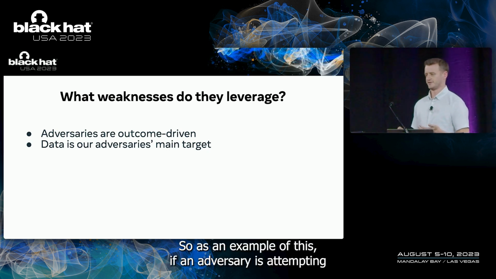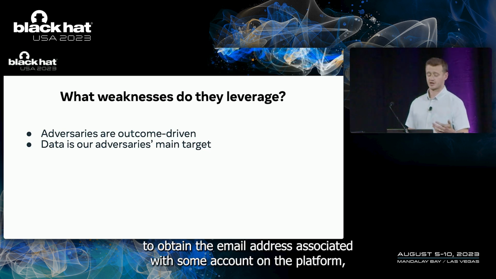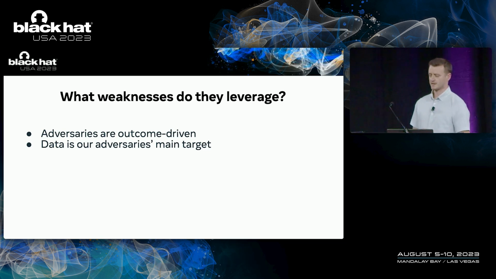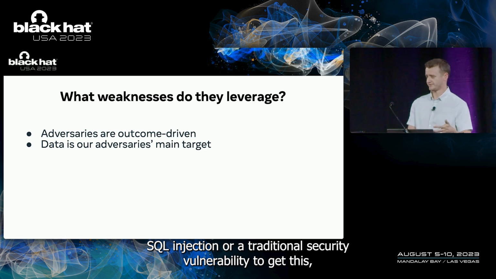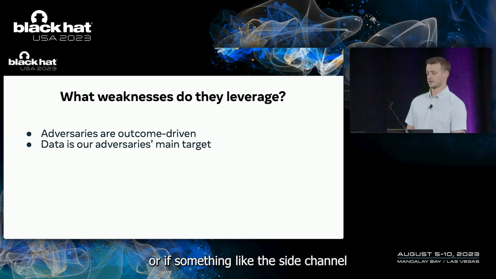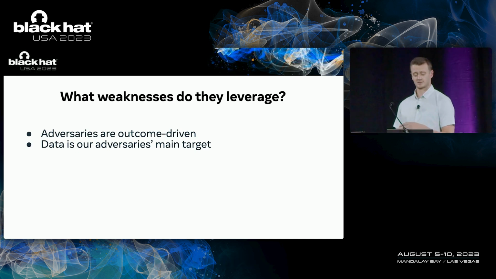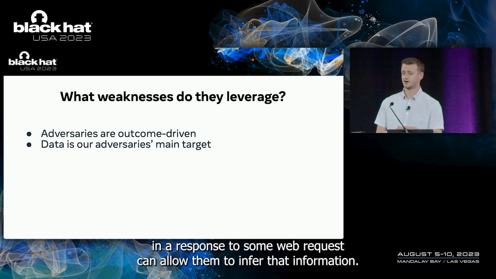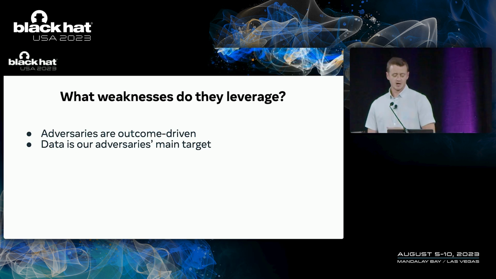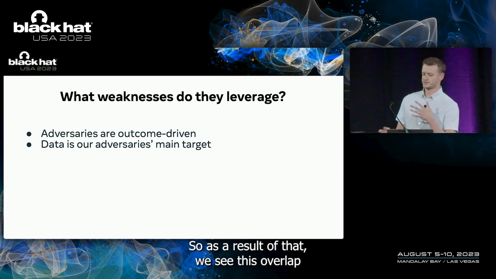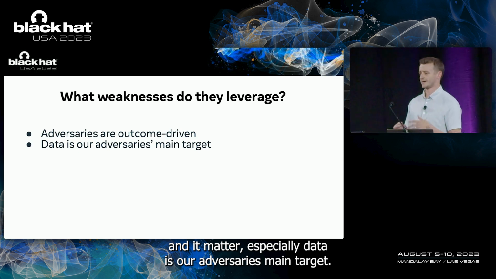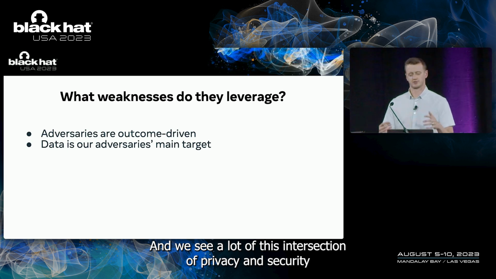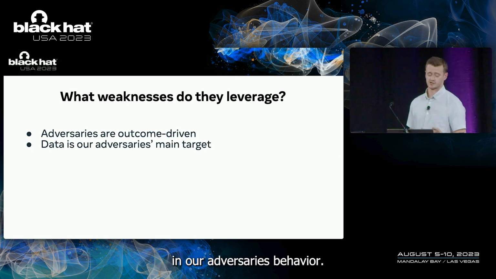So as an example of this, if an adversary is attempting to obtain the email address associated with some account on the platform, they generally don't care if they need to abuse SQL injection or a traditional security vulnerability to get this, or if something like the side channel in a response to some web request can allow them to infer that information. So as a result of that, we see this overlap. And at Meta especially, data is our adversary's main target, and we see a lot of this intersection of privacy and security in our adversary's behavior.